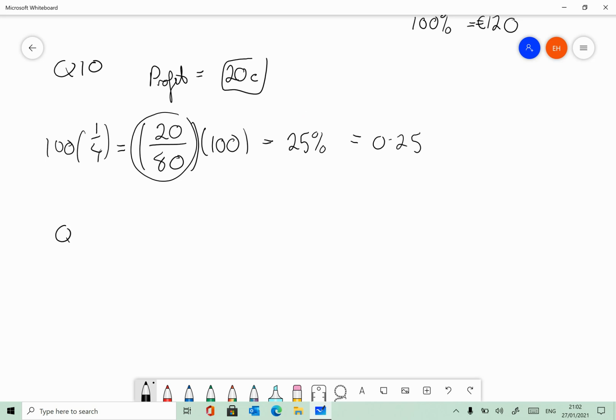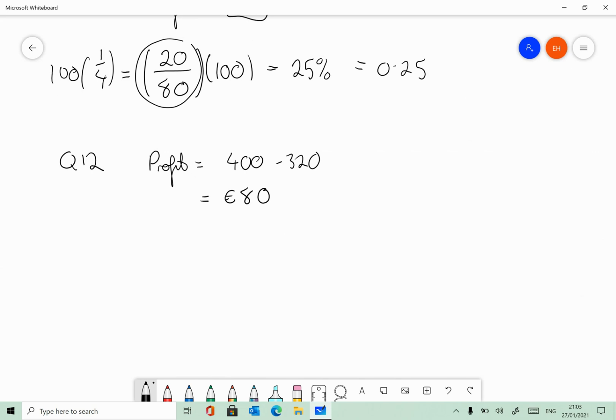Okay, on to question 12. A menswear store buys jackets for €320 and sells them for €400. Find the percentage profit the store makes. Right, so this time the profit is equal to 400 minus 320, which is equal to €80. And of course I should be working down the page, sorry about that. That's very primary school of me to be working horizontally. In secondary school we tend to work down the page rather than across the page. So that's €80.